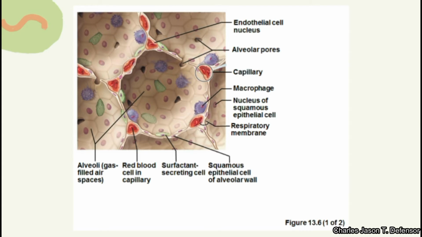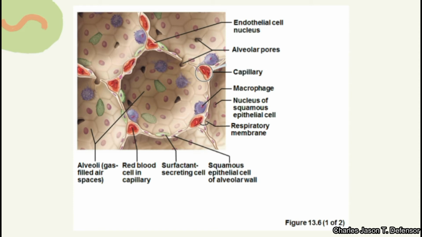This is the detailed anatomy of the respiratory membrane to fully understand its structure. We can see here the endothelial cell nucleus that controls the flow of blood into and out of the tissue. Alveolar pores connect neighboring air sacs and permit the airflow between each of the alveoli. Capillary, where the exchange of gas occurs.